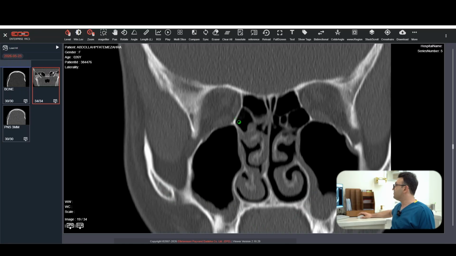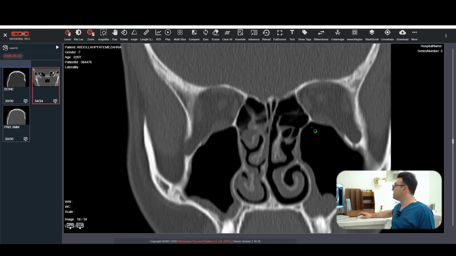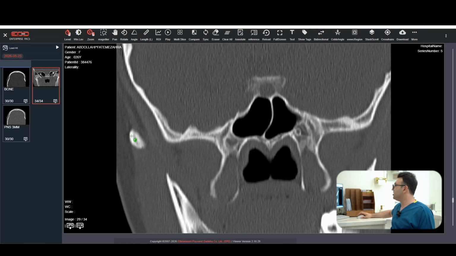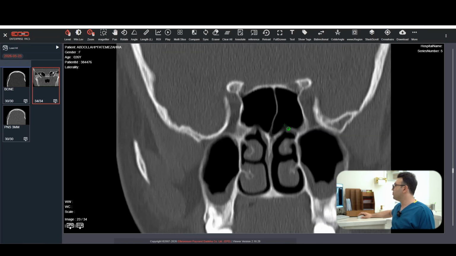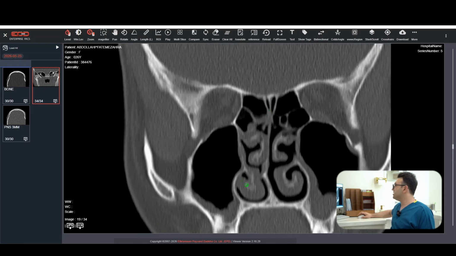And I check the ethmoid cells. Also, I check the sphenoid sinuses. It is clear there, so there is no problem. And that is the most important problem in this case, the sinusitis of the maxillary sinuses.